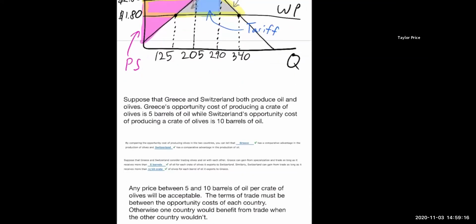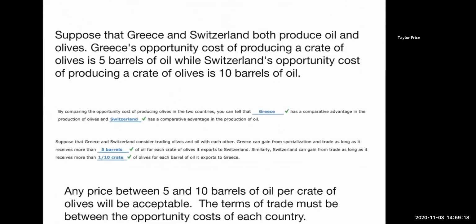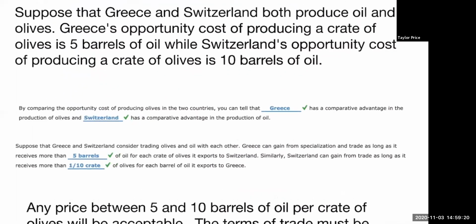So the next question was asking about Greece and Switzerland. There was a specific question that said, suppose that Greece and Switzerland both produce oil and olives. Greece's opportunity cost of producing a crate of olives is 5 barrels of oil, while Switzerland's opportunity cost of producing a crate of olives is 10 barrels of oil. So what do you know right away? The first thing you know is that Greece has a comparative advantage in the production of olives because Greece's opportunity cost right here is 5 barrels of oil.